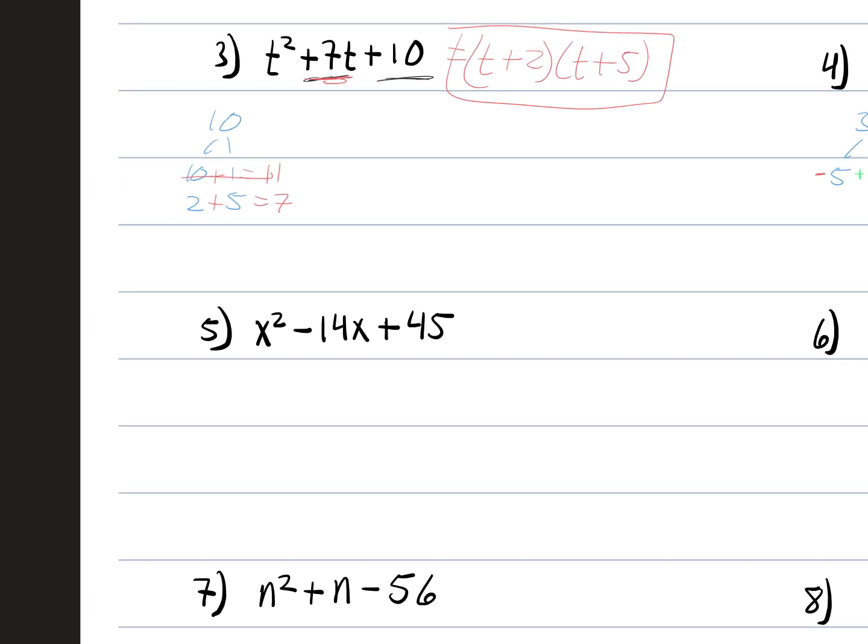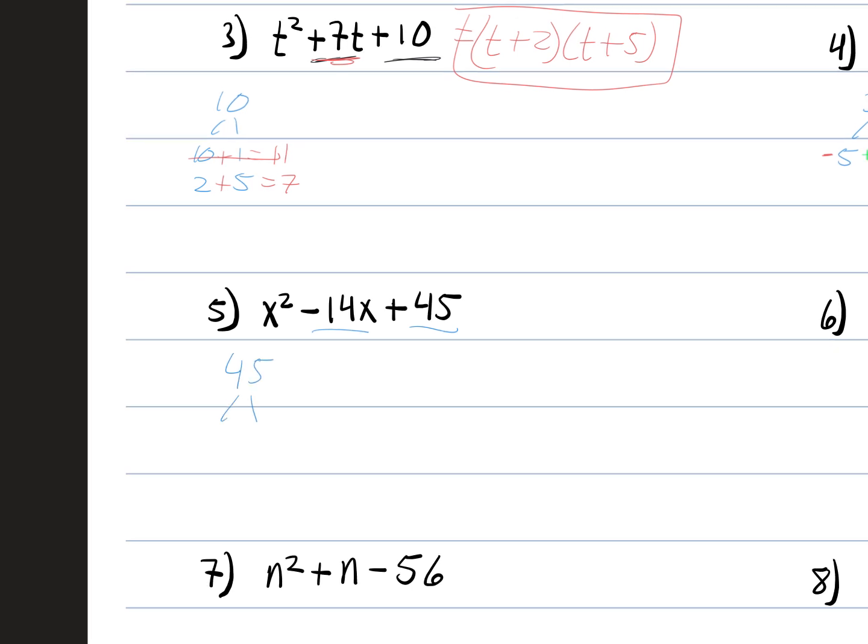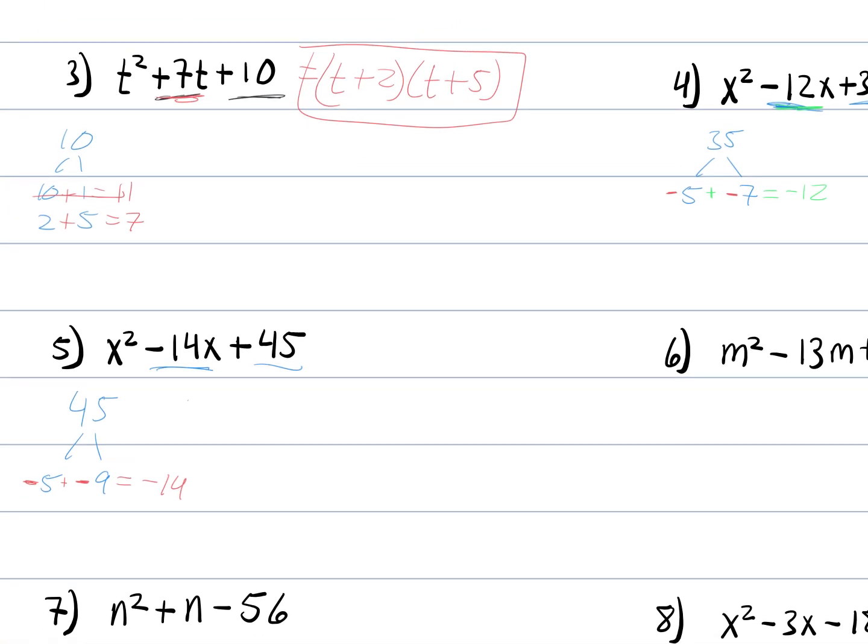This next one, factors of 45 that add to negative 14. Let's think of just factors of 45, which are going to be 5 and 9. Since I want to add to a negative, I'm going to consider the negative factors. If I do negative 5 plus negative 9, that's going to get me negative 14, and that is what we're looking for. So this trinomial is going to factor as x minus 5 times x minus 9.